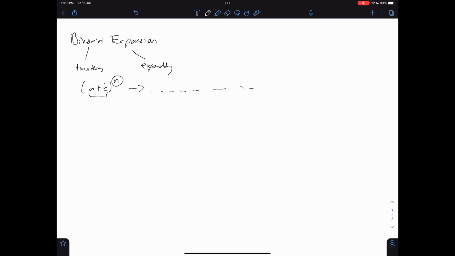If we look at a simple example, (x + y) squared, with FOIL or whatever, it's going to be x squared plus 2xy plus y squared. Then if we try (x + y) cubed, you first take your (x + y) squared, put brackets around it, then multiply it by another (x + y).